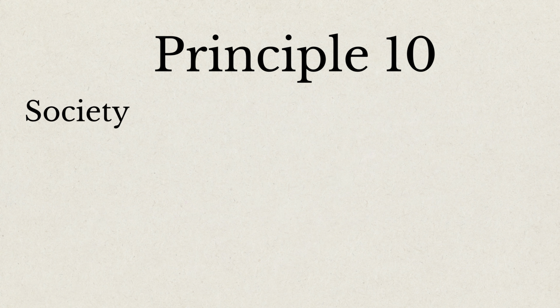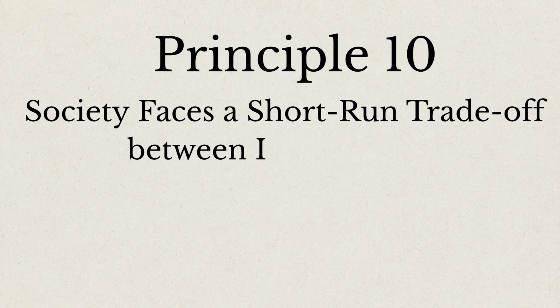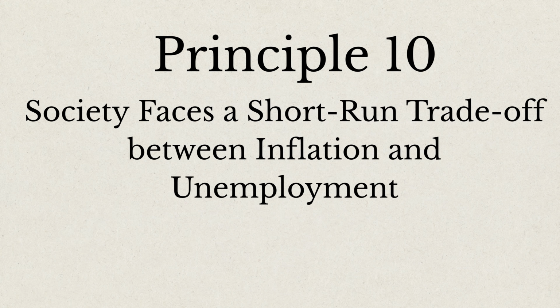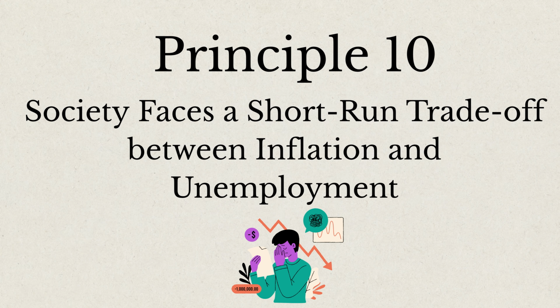Principle 10. Society faces a short-run trade-off between inflation and unemployment. In the short run, policymakers face a tough choice. Lower unemployment leads to higher inflation, or lower inflation leads to higher unemployment. This is the famous trade-off. There's no perfect solution, only balance.